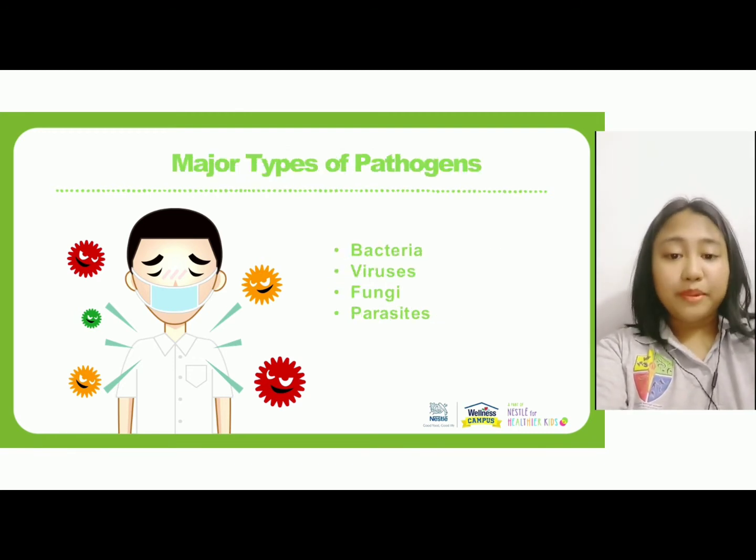There are four major types of pathogenic microorganisms. First, bacteria. Second is viruses. Third is fungi. And lastly is parasites.